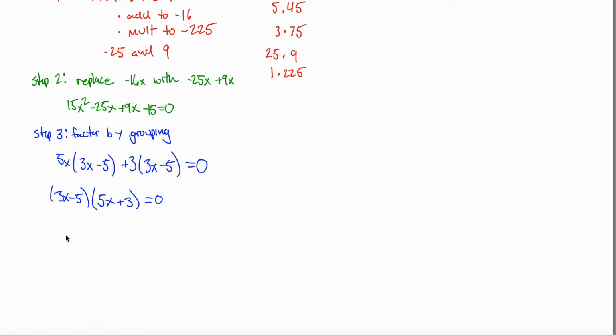And now that you have it factored, it's relatively easy to solve the problem. Something equals 0, so that tells me that either 3x minus 5 is equal to 0, or the 5x plus 3 is equal to 0. And now I can solve each of these.